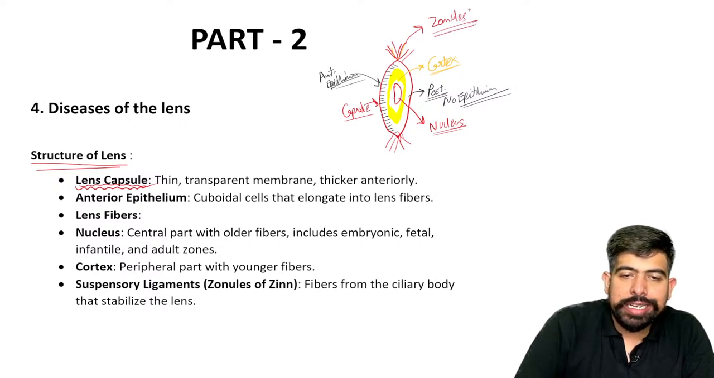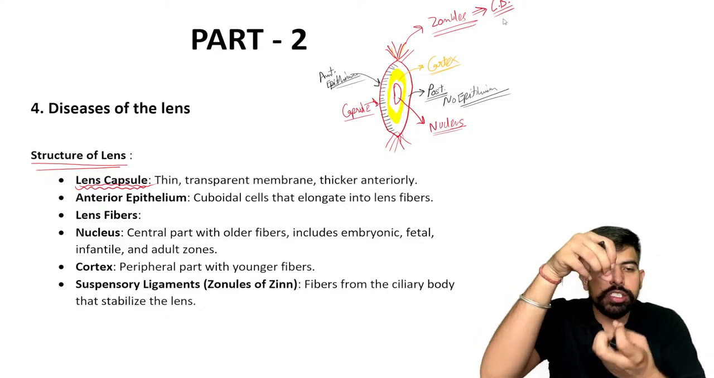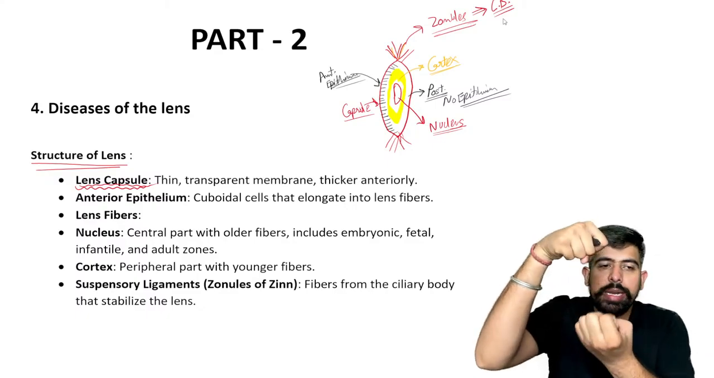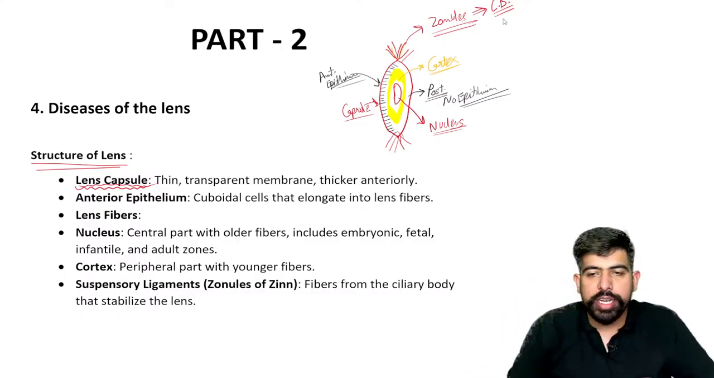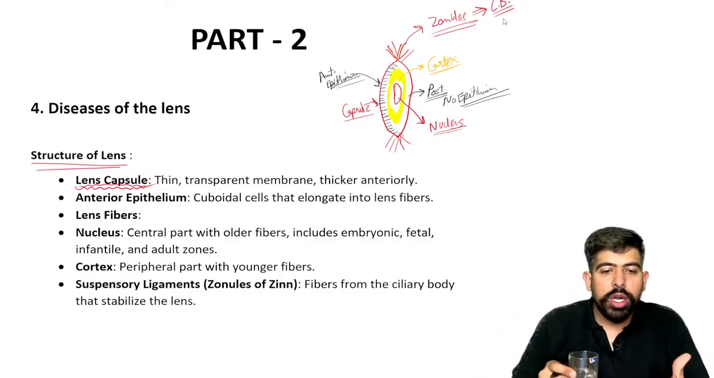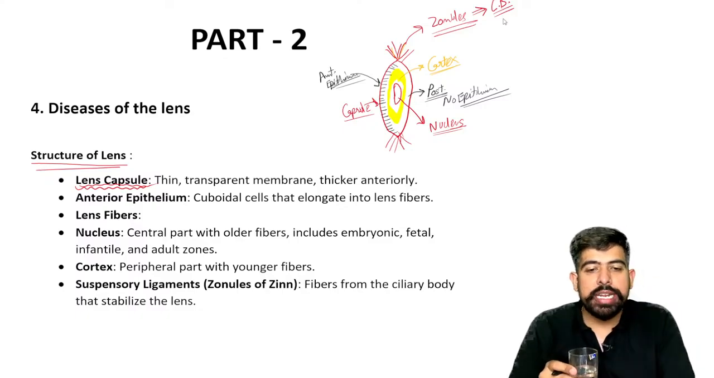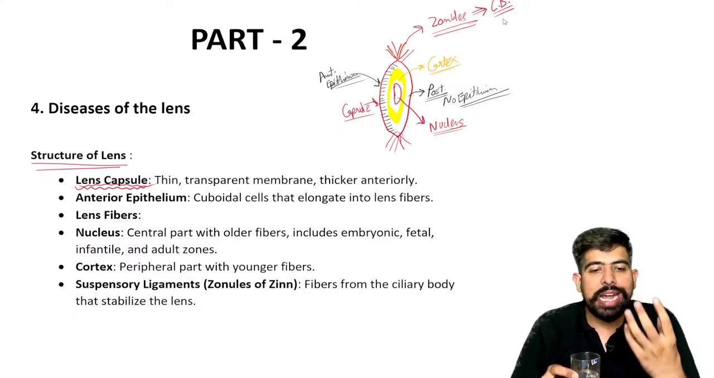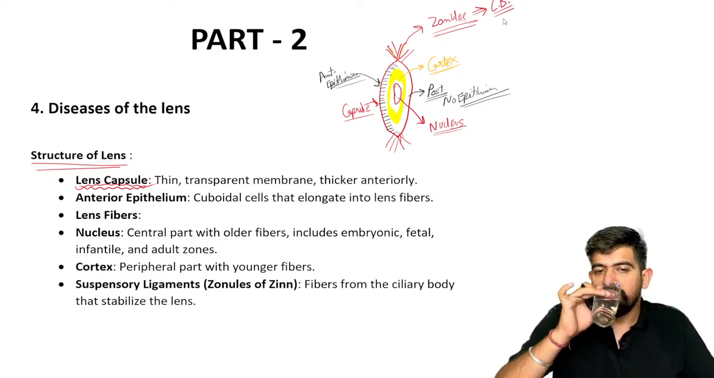It is connected with the ciliary body, guys. Please remember, it is connected with the ciliary body. The ciliary body is going to hold this lens in position. It is held by the ciliary body, and the ciliary body is connected with the lens capsule through the zonules of Zinn.